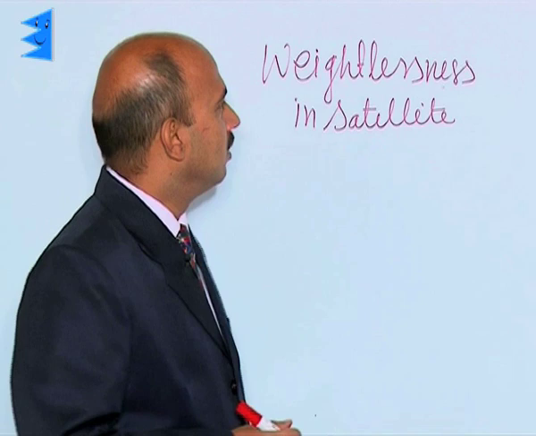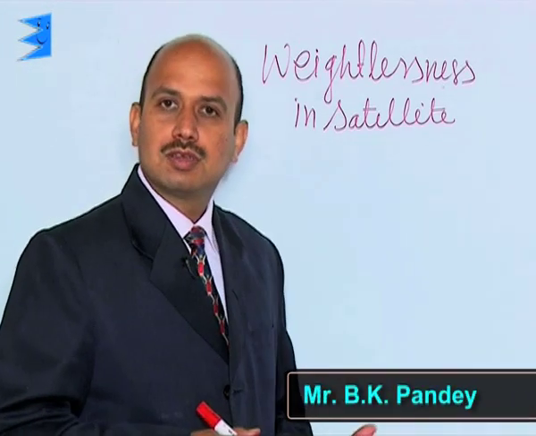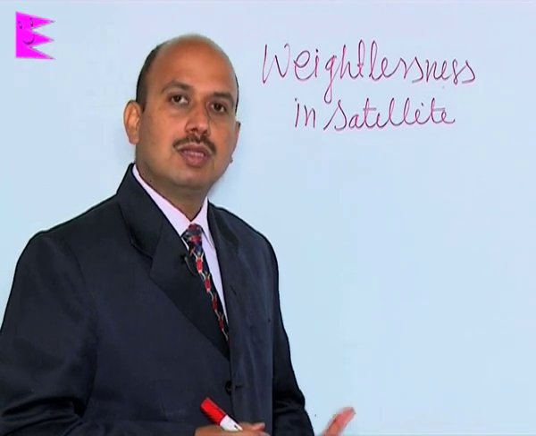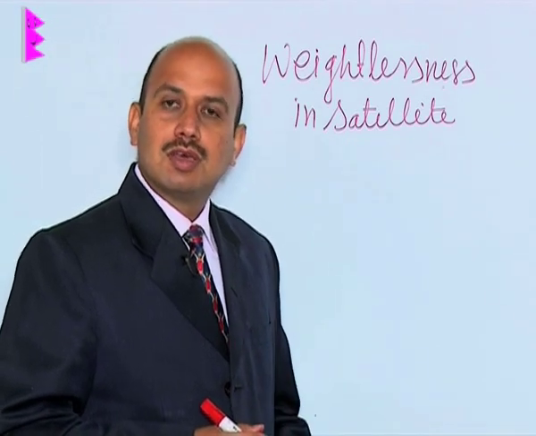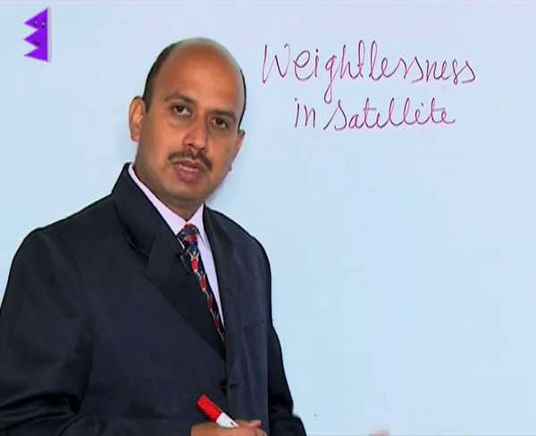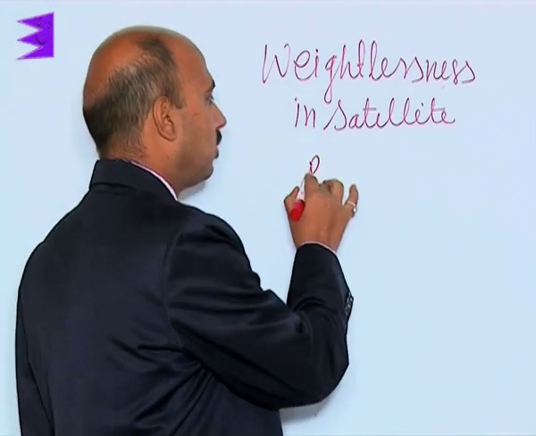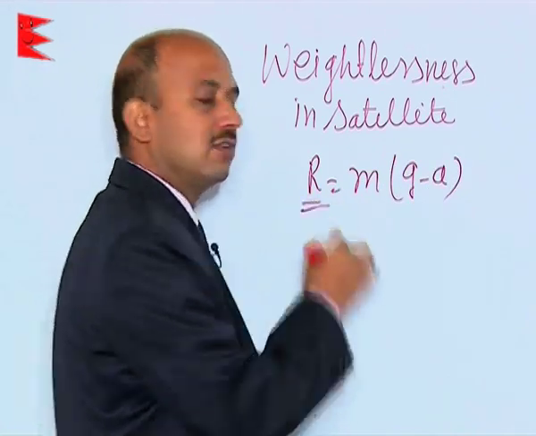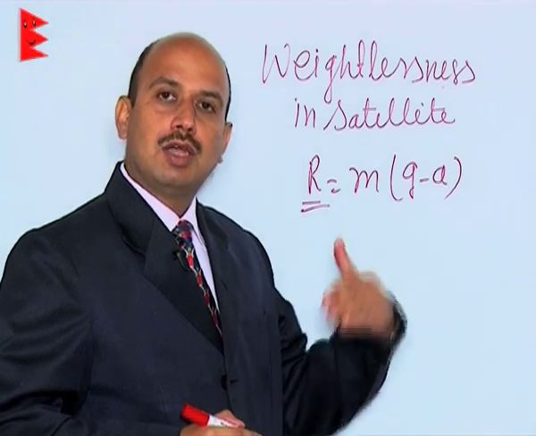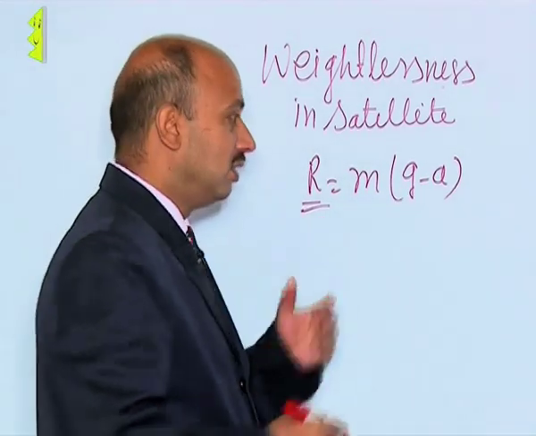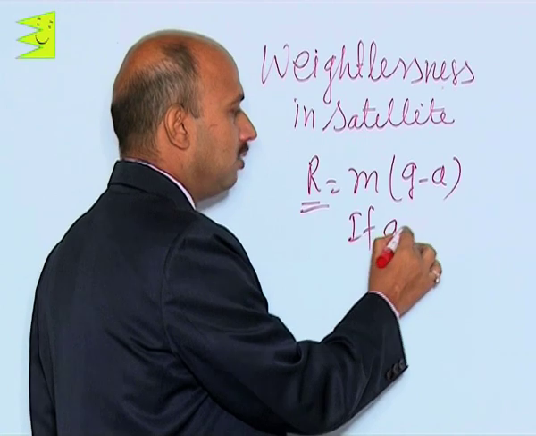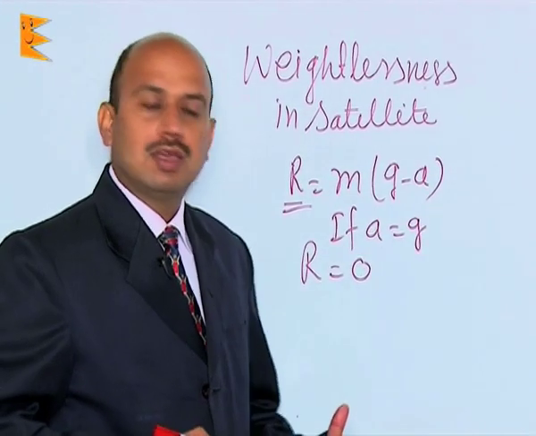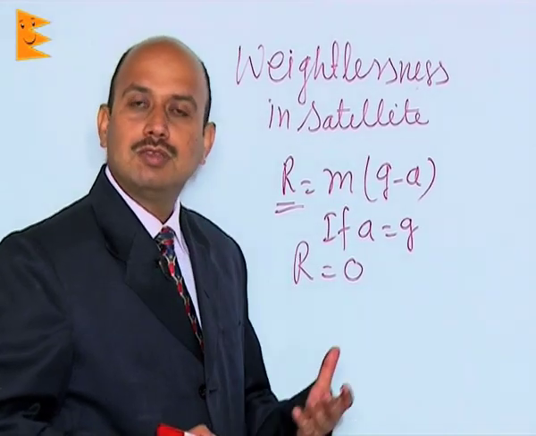Now see, next topic is weightlessness in satellite. So see here, when the observed weight of any body is 0, then the body is said to be weightless. Now one example we have already done in Newton's laws of motion, that was R = m(g - a). This was the reaction when the lift was falling down with the acceleration a. Now in this case, if you put a = g, then you will be getting R = 0, and we say the observed weight of the body is 0.